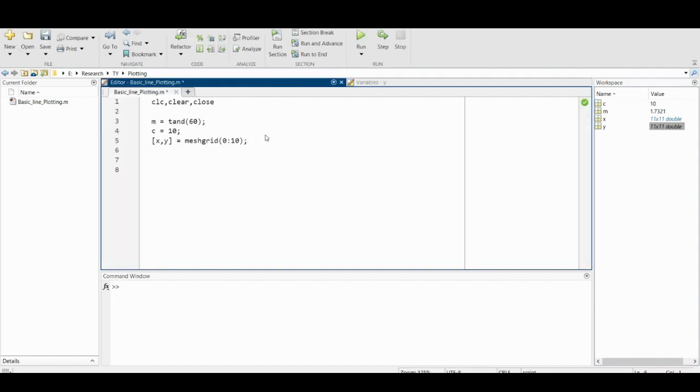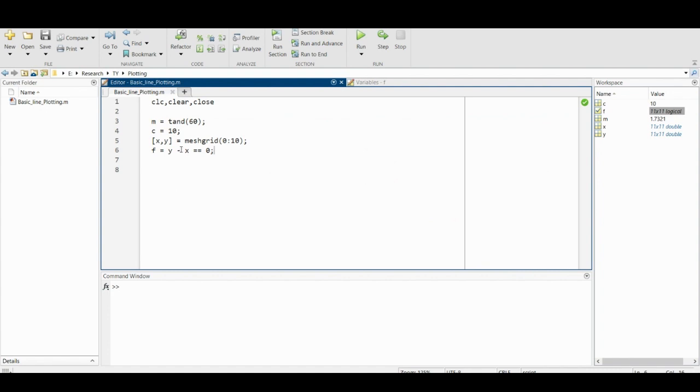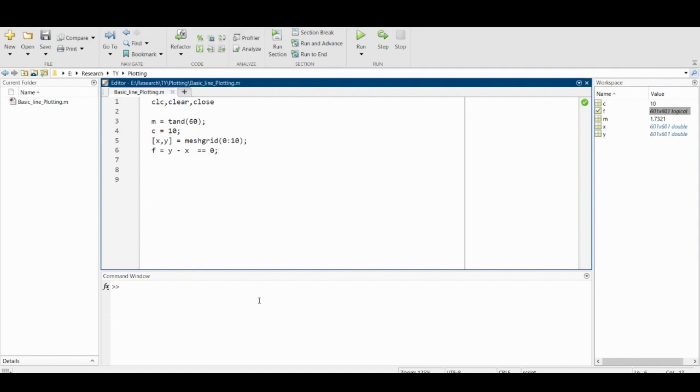So in order to plot y equals mx plus c, just write a function f of x, y is equal to mx plus c, y minus mx is equal to 0. Just simple, this is as easy as it could be. We wrote a function. Now this function f would be 1 at the line y is equal to mx plus c. As I have said, the application of meshgrid on plotting is in image processing. So in order to see this logical f, you just have to write imshow, image show f, and there is your image.